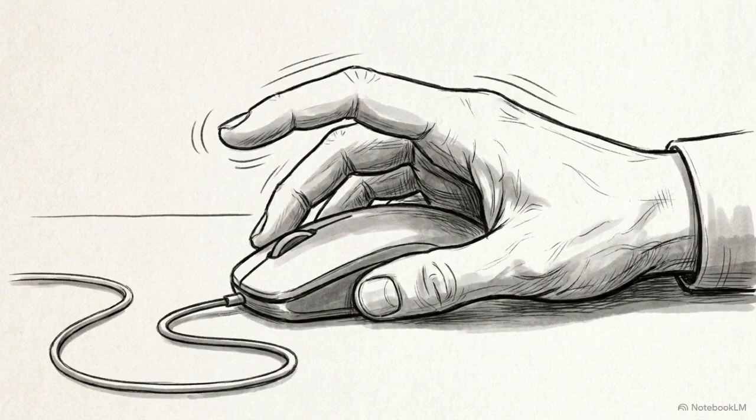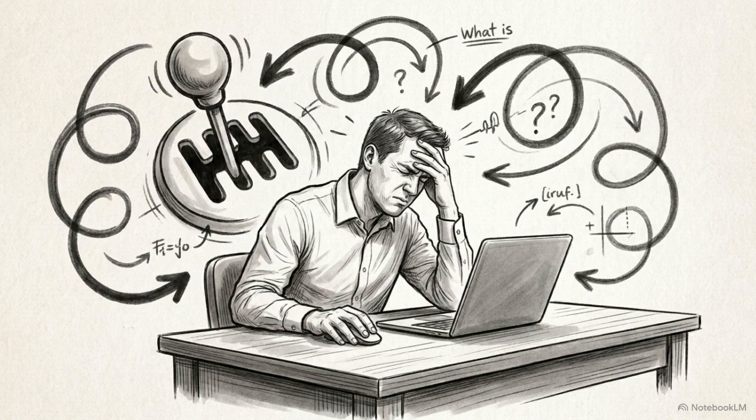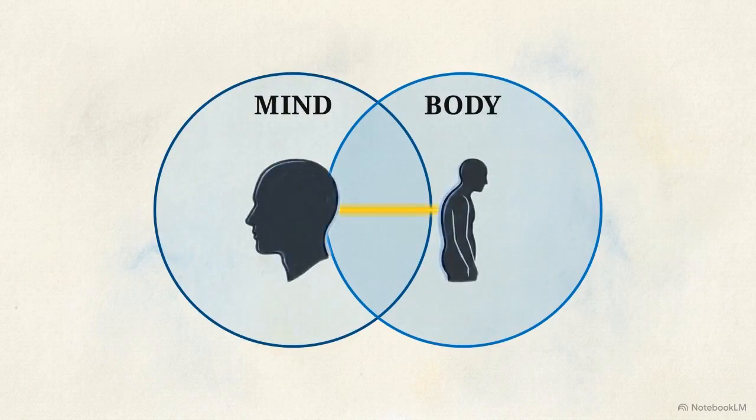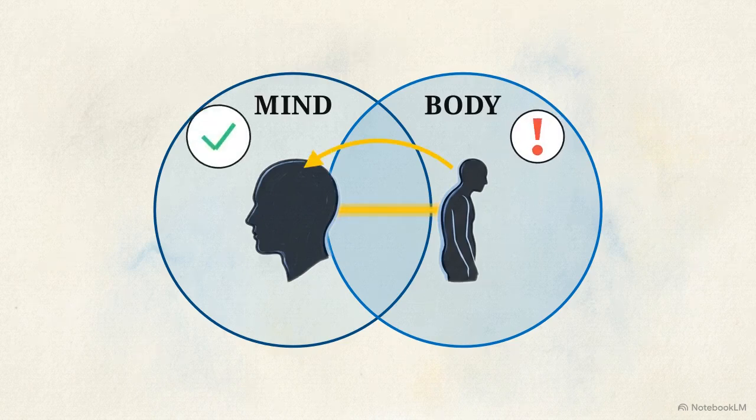You should also listen for repetitive behavioral loops. They might use the same specific phrases or exhibit the same small, restless hand gestures over and over again. Because the mind and body function as one system, identifying these physical tells is a mandatory diagnostic step. You have to recognize the physical pattern before you can hope to change the mental one.